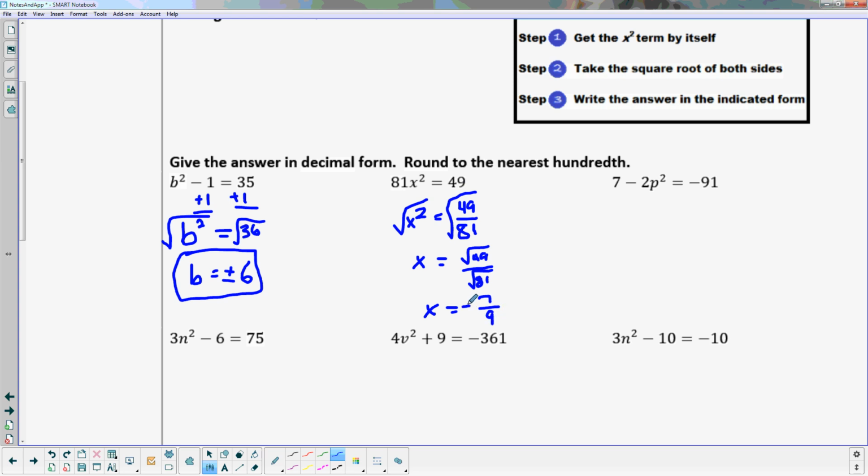And again, you can give the plus or minus if you want to be complete with this. It depends on teacher preference.